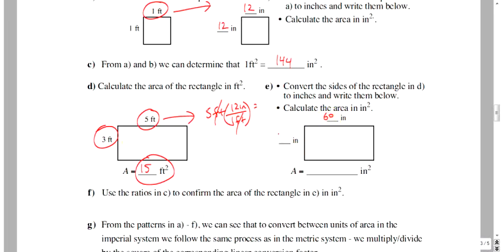3 feet, 36 inches. Okay, now in inches squared, length times width. What's 60 times 36? That's too big for my head. 2160. Okay? Now, that's the way we're going to teach it. As long as you remember to convert first, you're going to be fine.